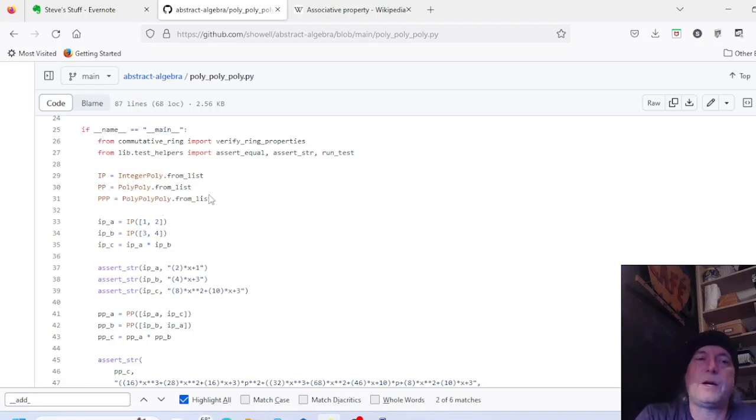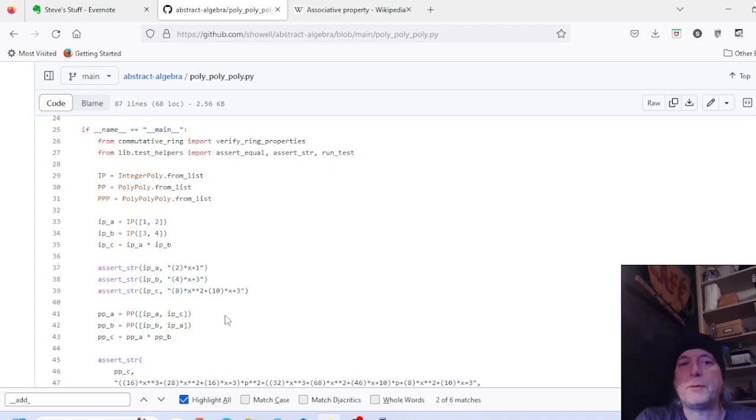I've got 3 different polynomial classes here written in Python. My first class, the lowest level class, is just a simple integer polynomial, and I abbreviate that with IP. So an integer polynomial with coefficients 1 and 2, where 1 is the constant term and 2 is the x term, is the same as 2x plus 1. And if I look at IPB here, the constant term is 3 and the x term is 4, so that becomes 4x plus 3.